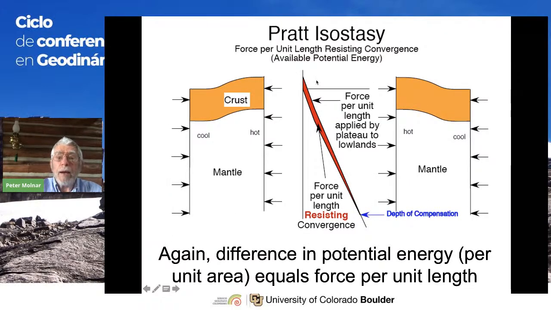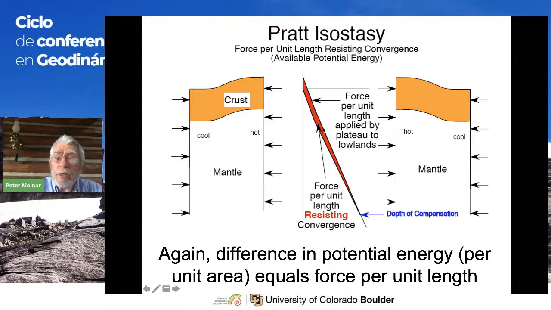Okay, I want to go back to, again, and now look at Pratt Isostasy, because this matters as well. So here we have crust of ordinary thickness, but it's hot under the high area, cold under the surrounding area. Again, the force per unit length, or the gravitational potential energy, is the area of this red curve between these two values, between the value you'd get if you integrated through this column and the value you'd get if you integrated through that column. So it's this area.